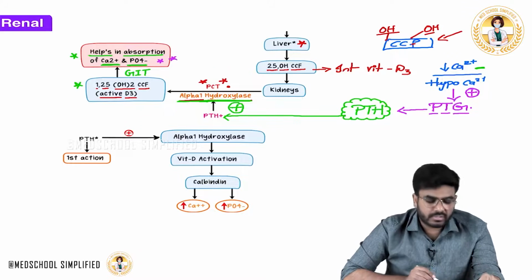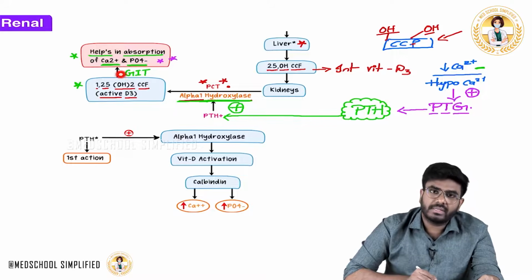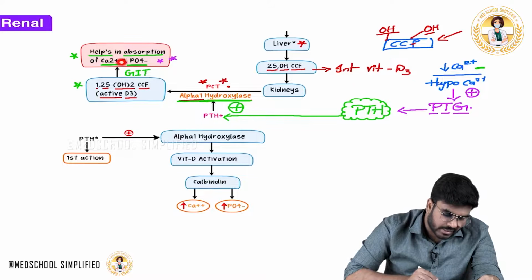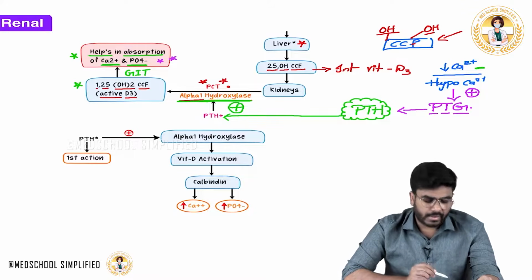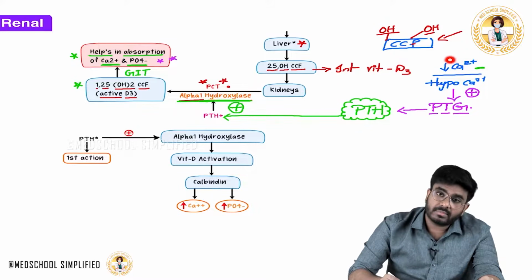Now what is this active vitamin D doing? It will go to the GIT. Now what is it doing there? It is increasing the absorption of calcium. So calcium is getting absorbed. So the problem is hypocalcemia, less calcium levels.